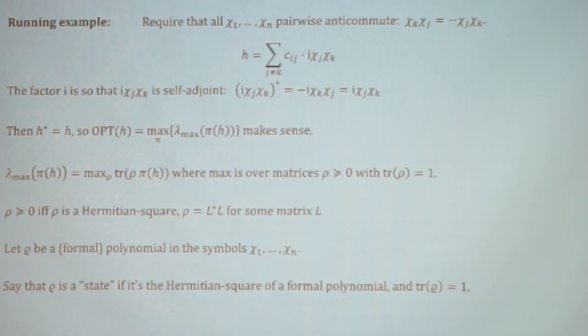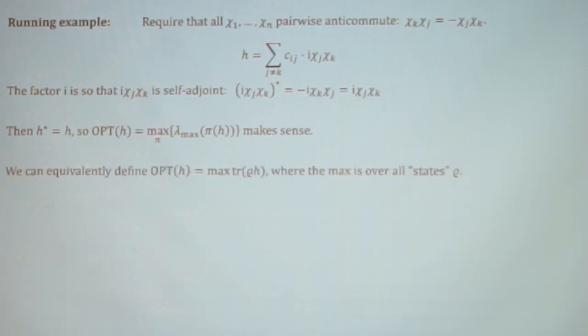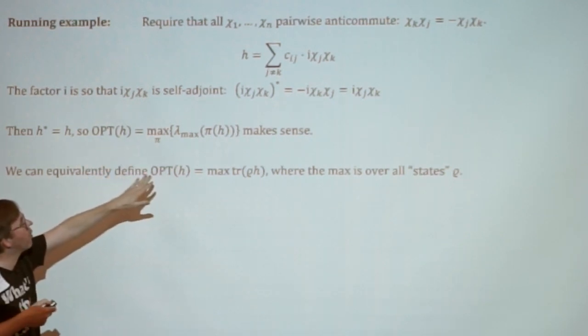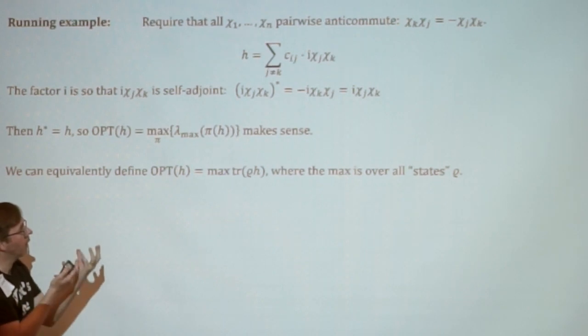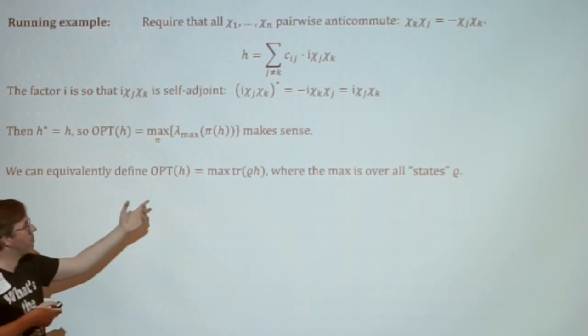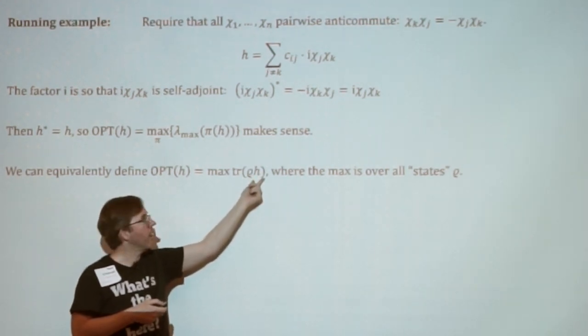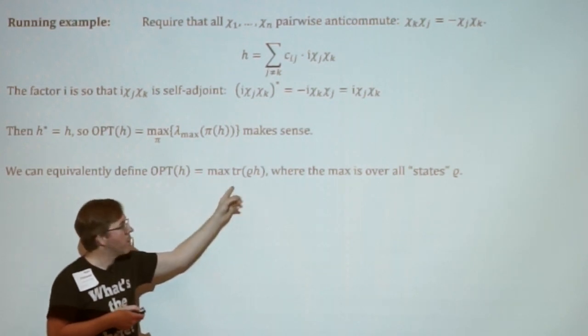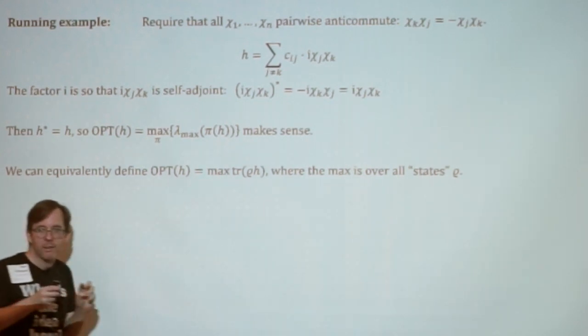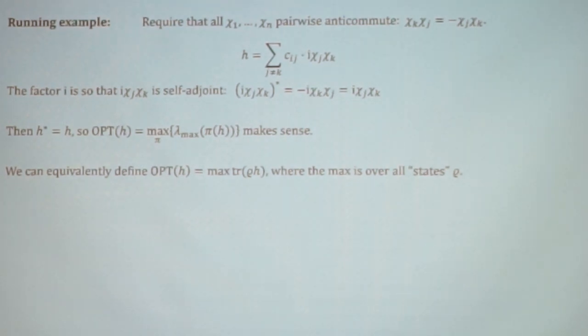Okay, so I'm glossing over some details here, but you can think about states or density matrices back in the world of polynomials. And so it turns out, by thinking about this for a moment, you see that you can equivalently define the optimum of this formal polynomial only in the language of formal polynomials, and forget matrices. It's the maximum of the trace of rho times h. This is what you get when you multiply these two formal polynomials together, and trace just means the constant term. The max is over all states rho, and remember, a rho is a state if it's the square of something and its constant coefficient is 1.